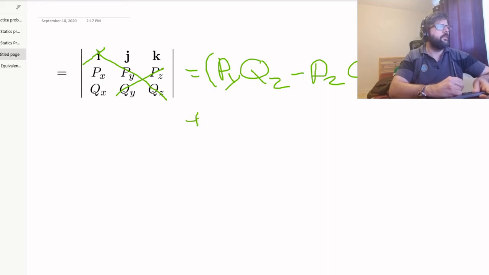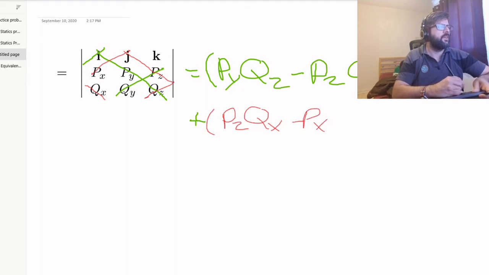And then we can do something similar for our j component. So j, P z, hit the edge, go like this. That's P z Q x, minus P x, hit the edge, go back, P x Q z, j.